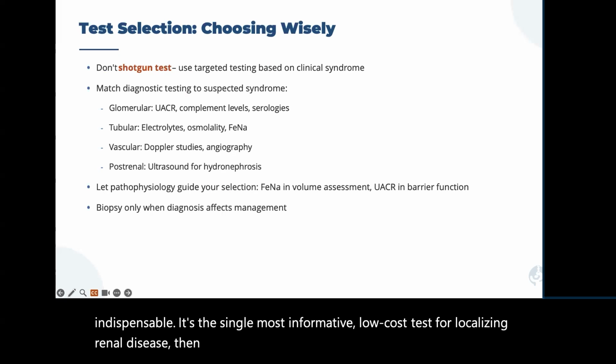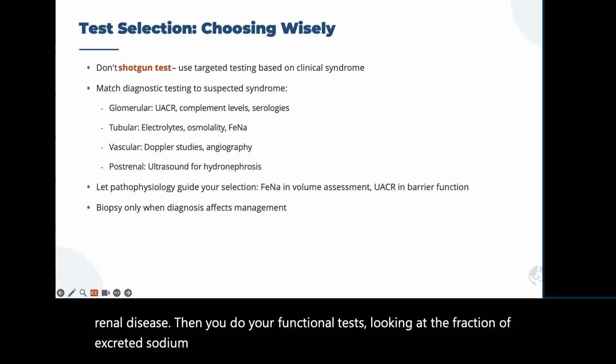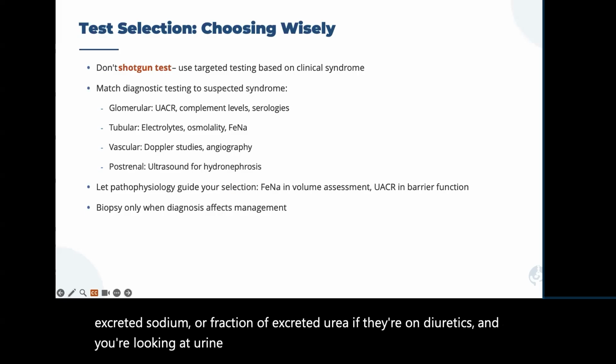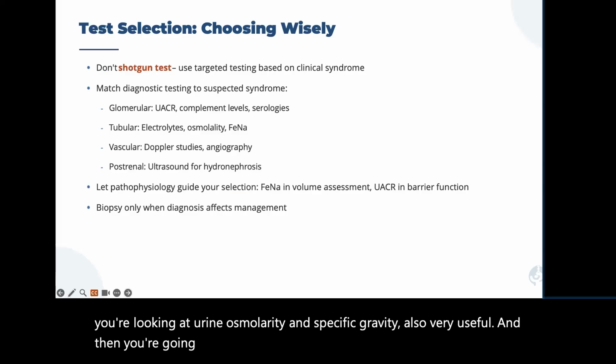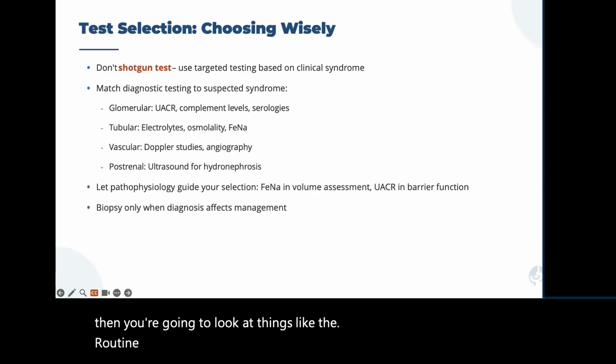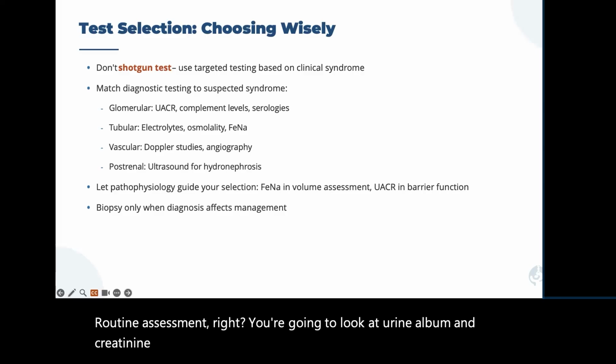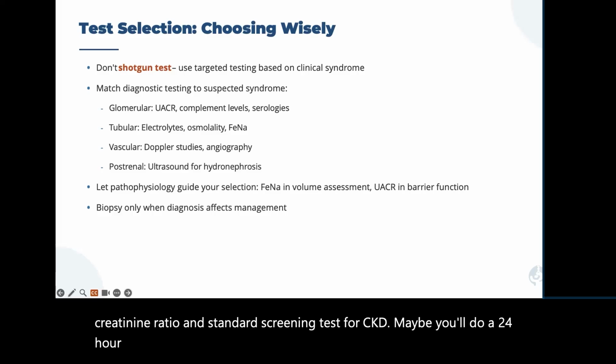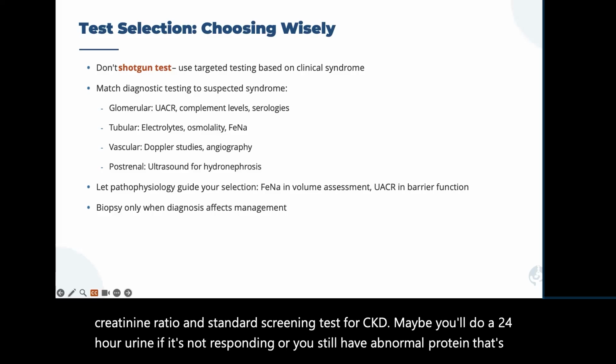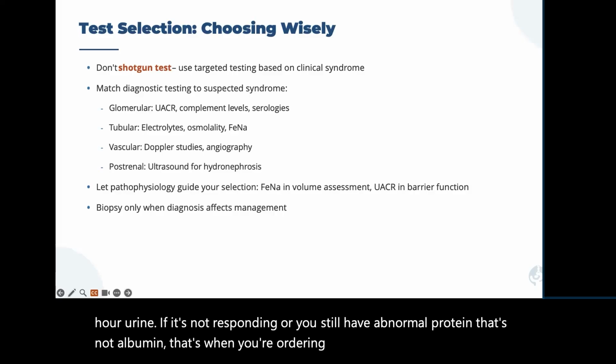Then you do your functional tests, looking at the fraction of excreted sodium or fraction of excreted urea if they're on diuretics. And you're looking at urine osmolality and specific gravity, also very useful. And then you're going to look at the protein assessment, right? You're going to look at urine albumin creatinine ratio in standard screening tests for CKD. Maybe you'll do a 24-hour urine. If it's not responding or you still have abnormal protein that's not albumin, that's when you're ordering SPEP and UPEP.